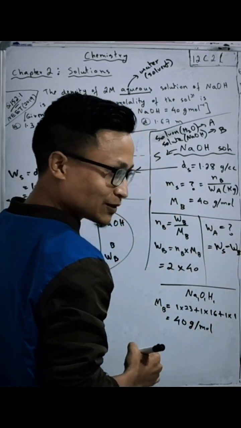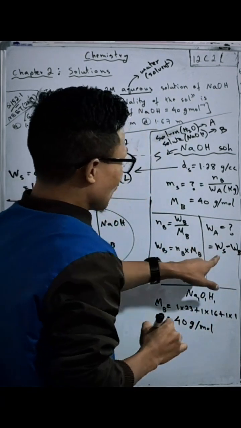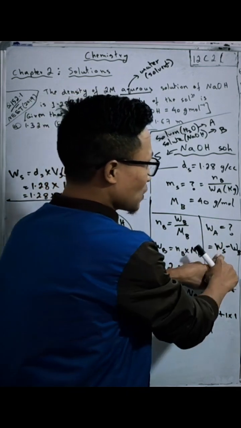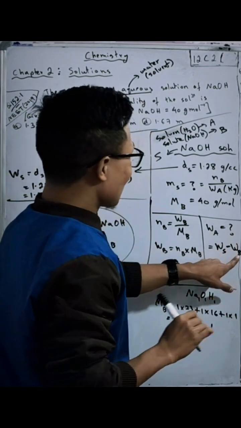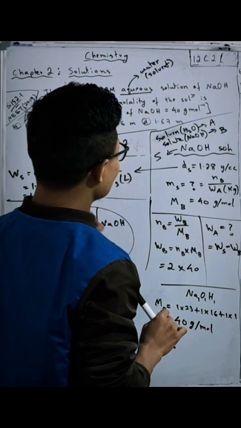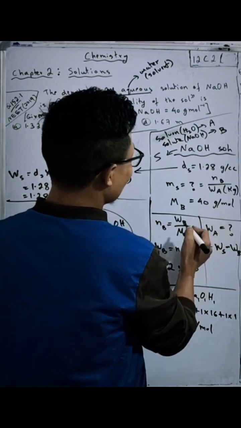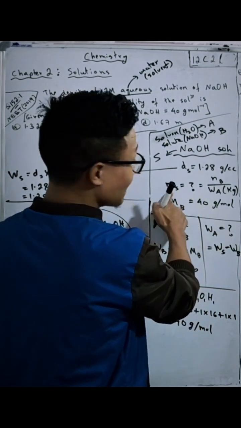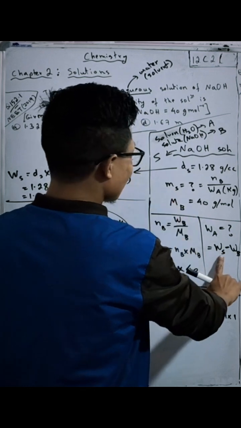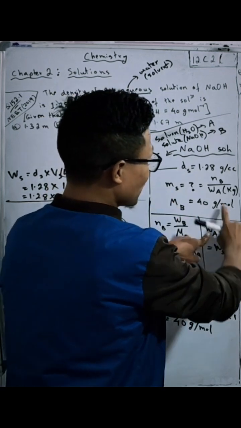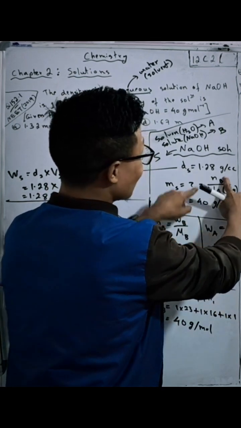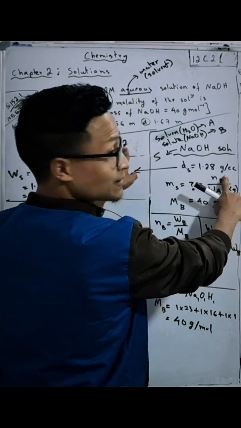Next, we already got Ws and Wb, and now we have to find this mass, Ms, since we are getting WA and nB also.